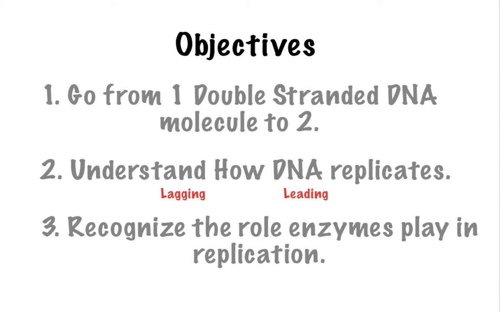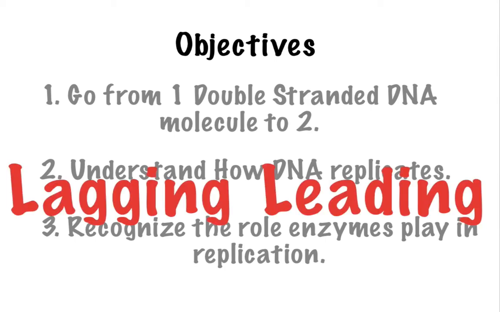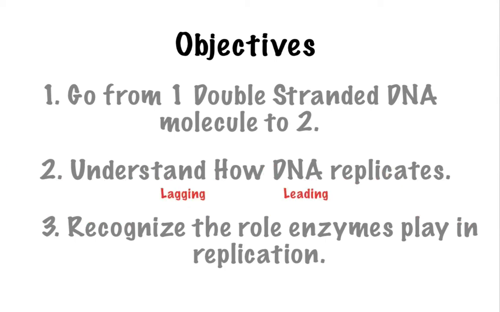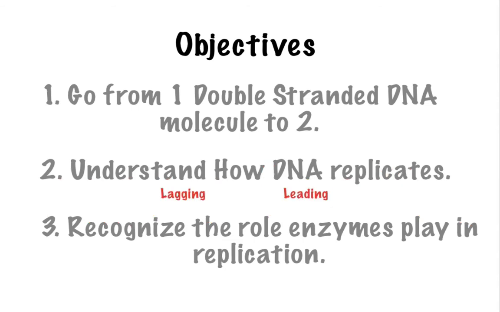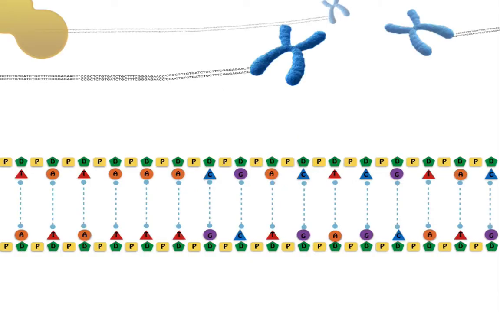Well, I need you to keep three objectives in mind as we continue on in this video. Number one, you need to know how we go from one double-stranded DNA to two double-stranded DNAs. Again, we're making a copy of DNA. Secondly, I need you to understand how DNA replicates itself, so you need to know these two terms, lagging strand and leading strand. And then finally, I need you to recognize the roles that enzymes play in the replication of DNA. Alright, let's go ahead and just dive into this now.